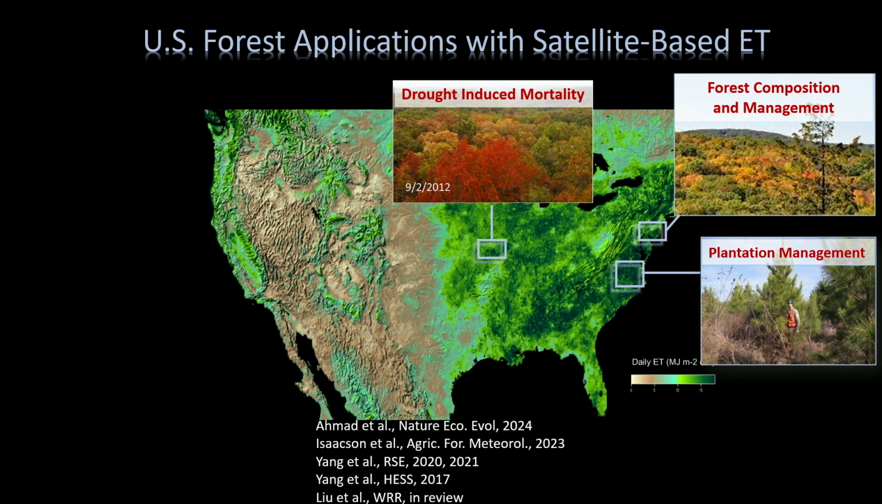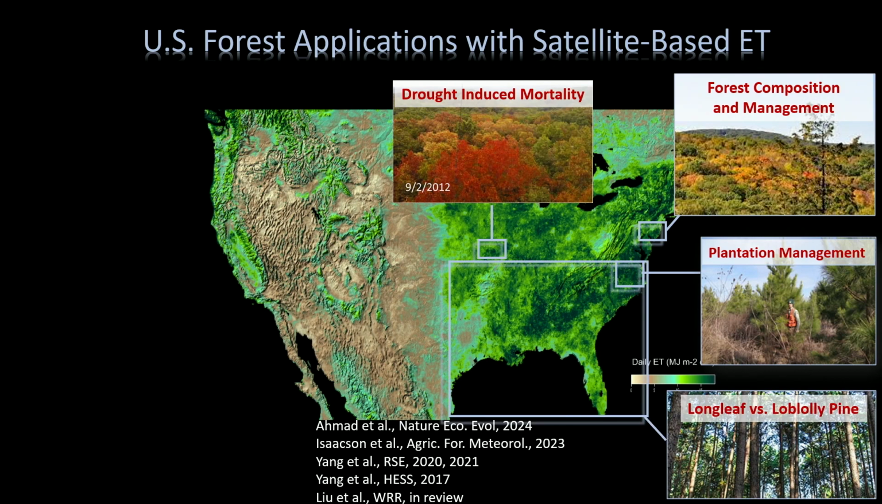And with OpenET, it really opened the window for us to look at regional applications. One study I want to highlight here is also what Ge just talked about, looking at the longleaf pine and loblolly pine species change and possible hydrological change. This is work currently in review. The data I provided using the OpenET platform, but it ran the ALEXI model.